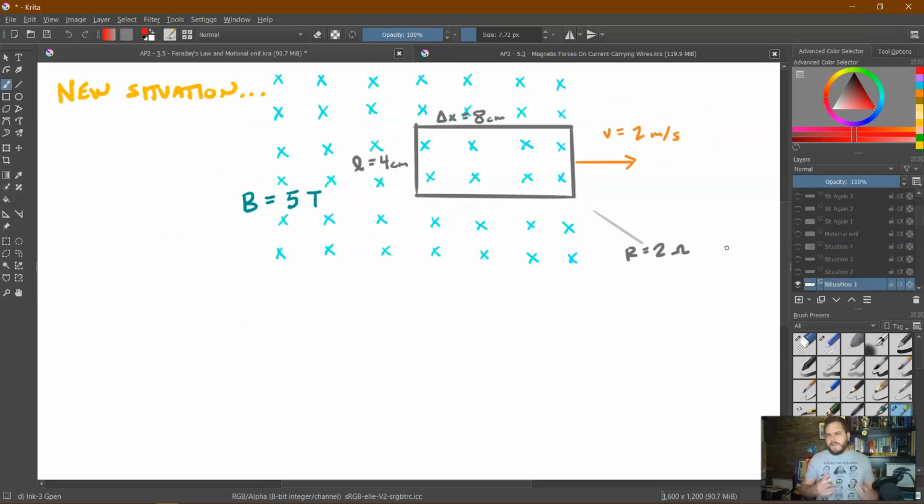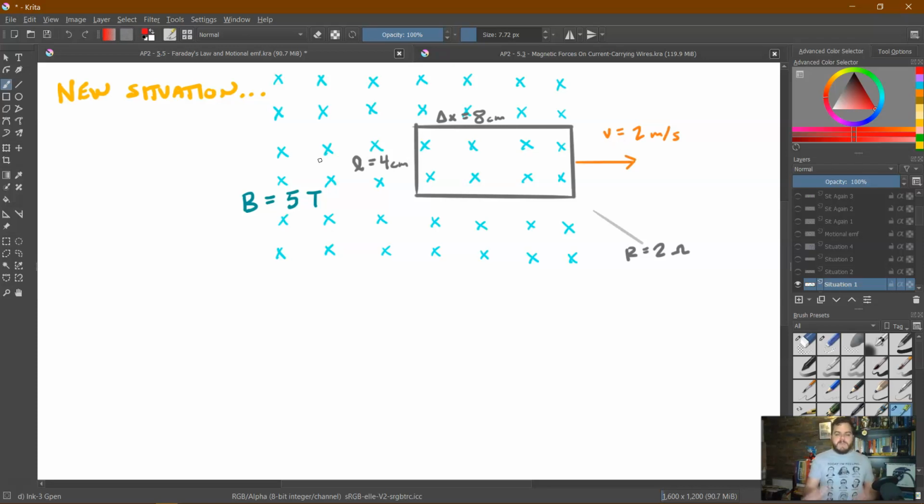Now let's look at a slightly new situation, because in both of those, the loop of wire may have been rotated, but it was pretty much staying in the same position. We were just altering the amount of magnetic field that went through it. But now let's look at a new situation where I have this loop of wire, and we're going to say that this side is 4 centimeters, this side is 8 centimeters. Its total resistance is 2 ohms. It's in a 5 Tesla magnetic field directed into the screen, and it's going to be pulled to the right at a speed of 2 meters per second.